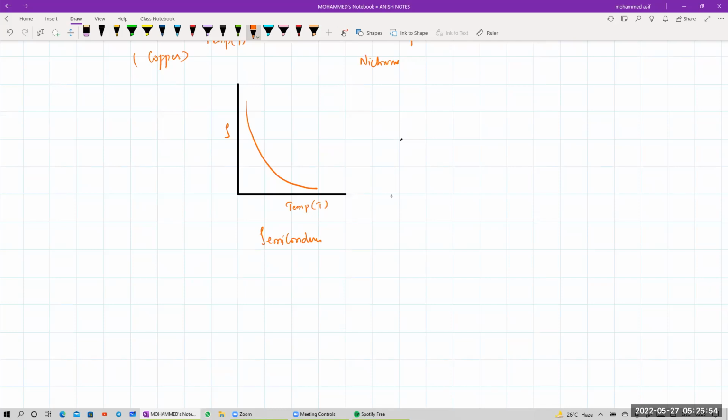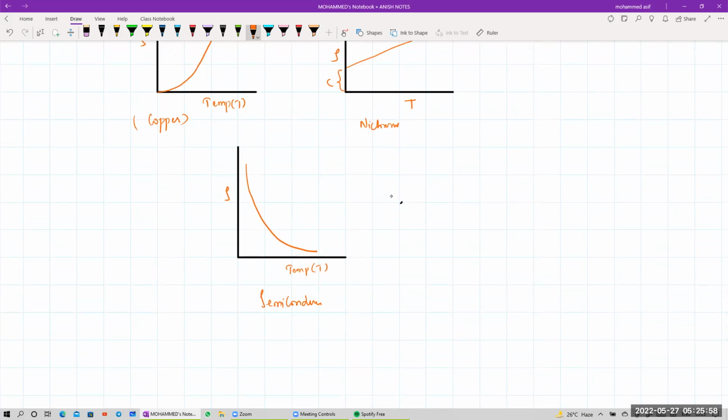Even if I'm writing nichrome, it may also be for manganese and constantan, something like this. So all of this is filled with a graph. Okay, now? Sure, next one.